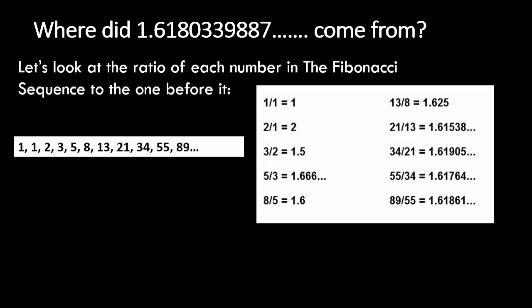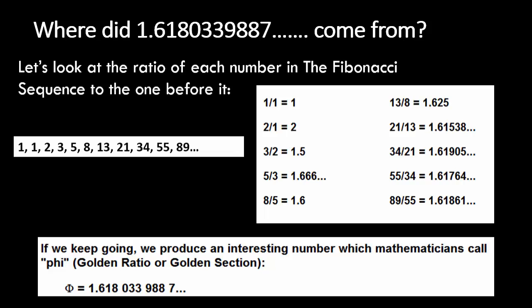Let's look at the ratio of each number in the Fibonacci sequence to the one before it. So 1 divided by 1 yields 1. 2 divided by 1 yields 2. 3 divided by 2 yields 1.5. 5 divided by 3 yields 1.6 repeating. 8 divided by 5 yields 1.6. 13 divided by 8 yields 1.625. 21 divided by 13 yields 1.61538, and so forth. If we keep going, as you probably have noticed, we produce an interesting number which mathematicians call phi, which is the golden ratio.